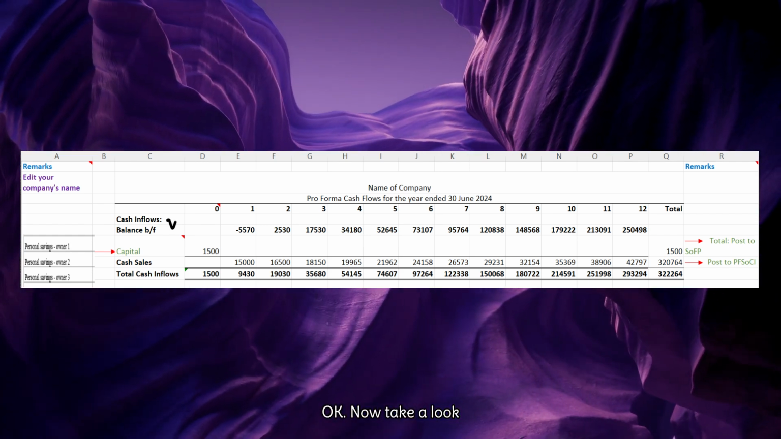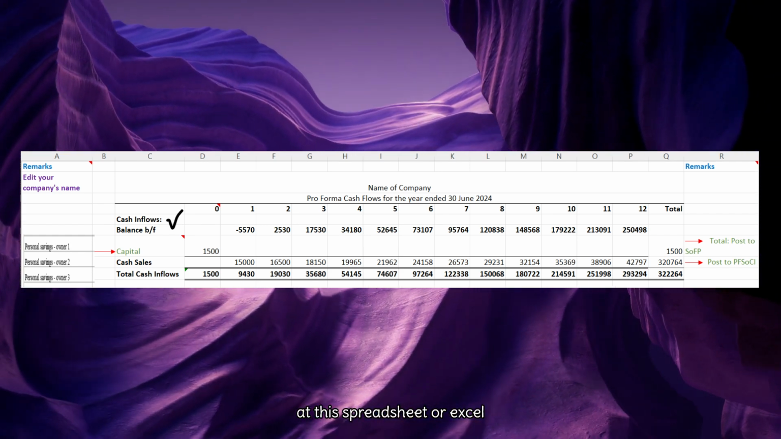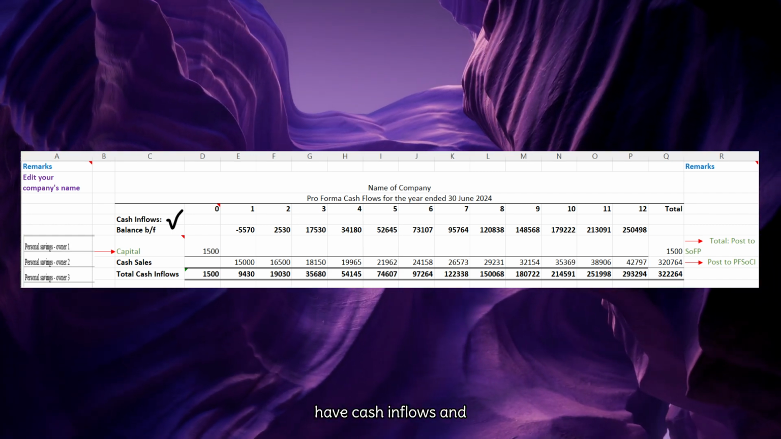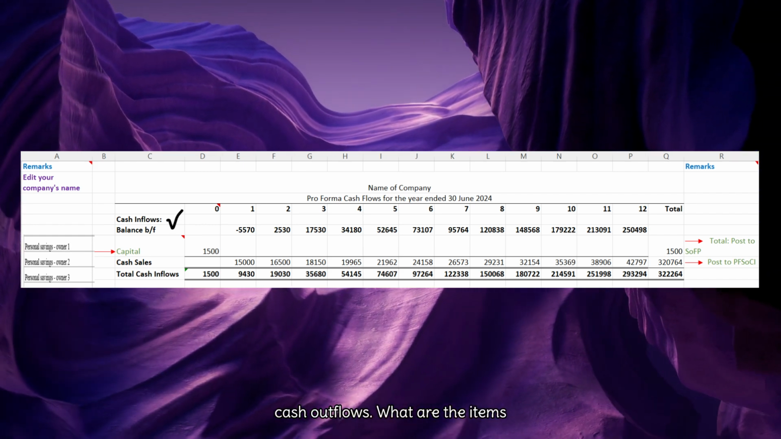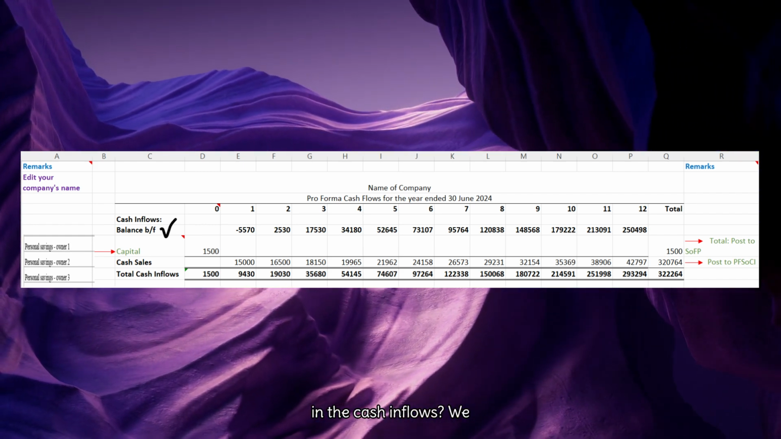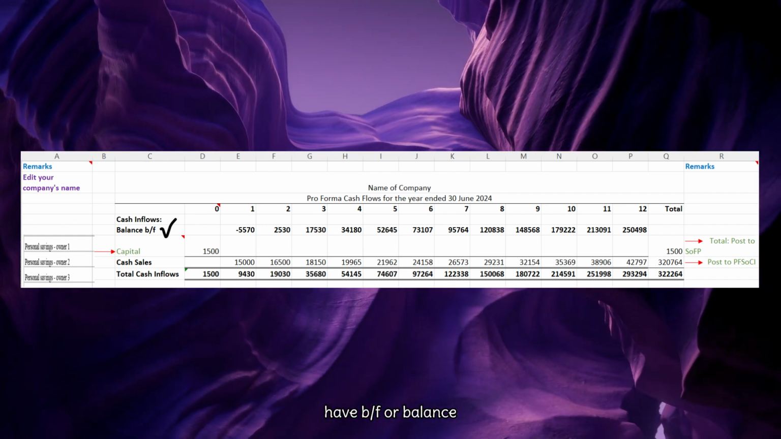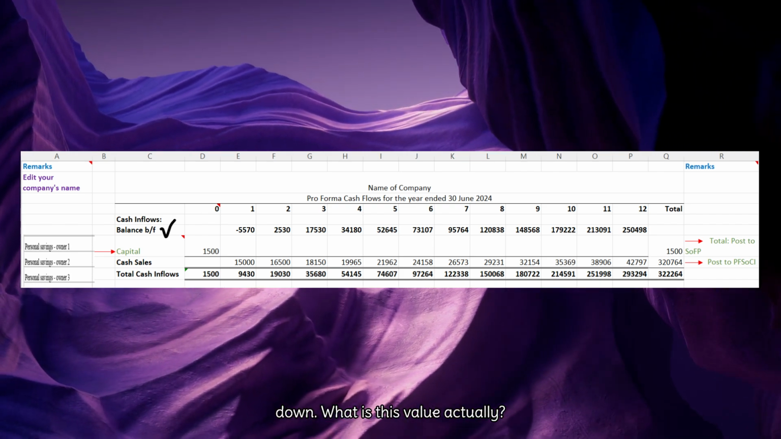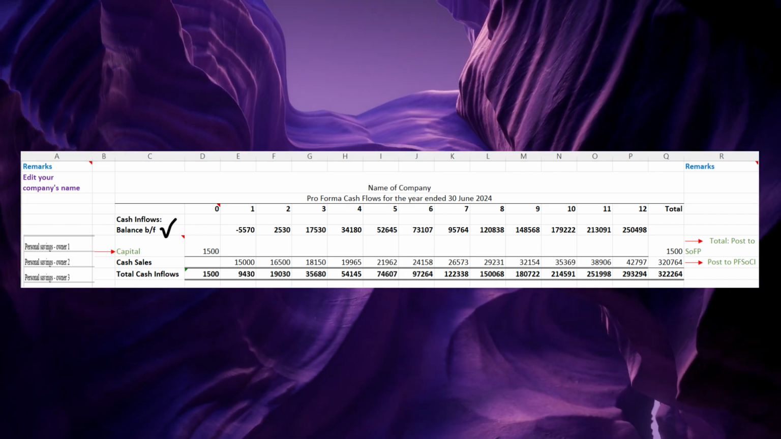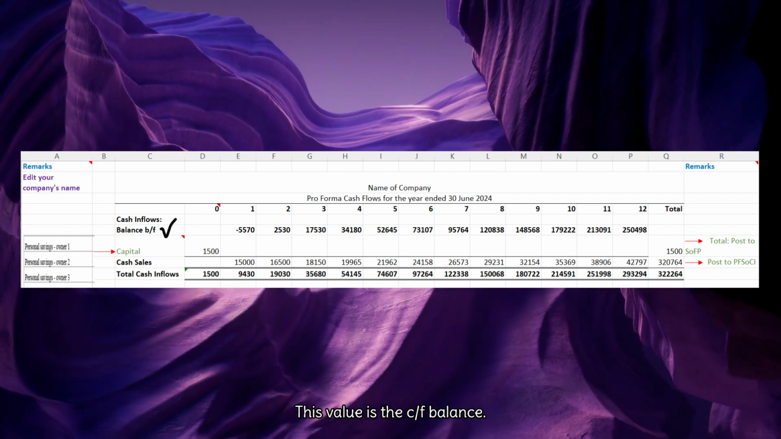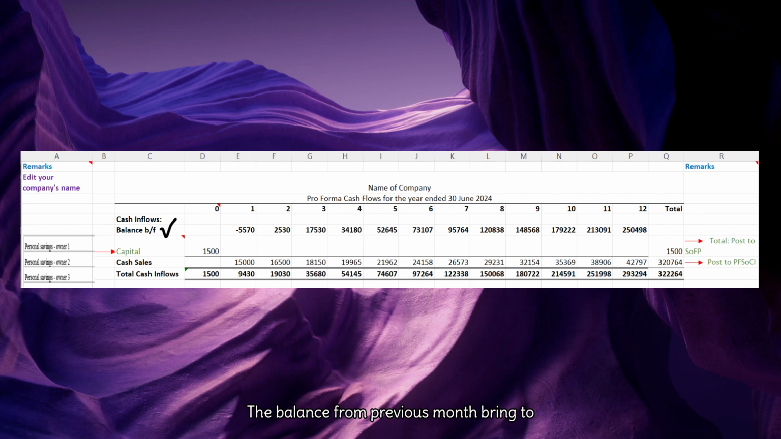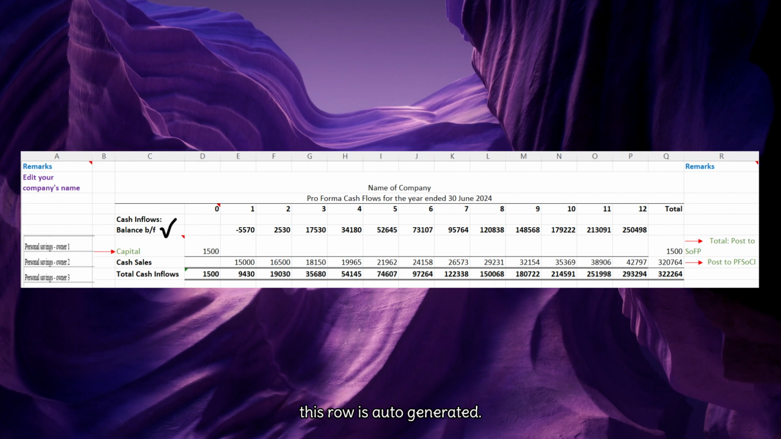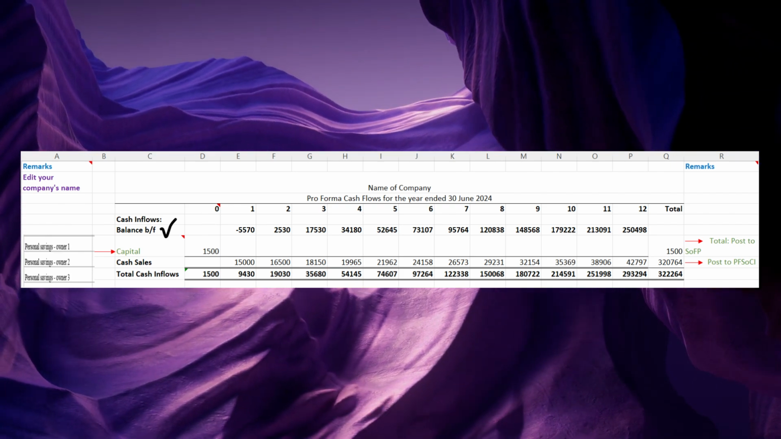Okay, now take a look at this spreadsheet or Excel. As you can see, we have cash inflows and cash outflows. What are the items in the cash inflows? We have BF or balance brought forward or BD brought down. What is this value actually? This value is the CF balance, the balance from previous month brought to the next month. No worries, this row is auto-generated.